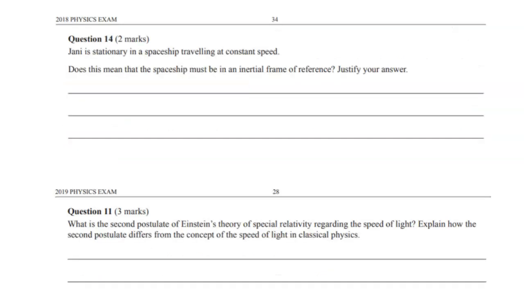Okay, we're in the 2018 exam now. Yanni is stationary in a spaceship traveling at constant speed. Does this mean that the spaceship must be an inertial frame of reference? We need to justify our answer. So a few things here.